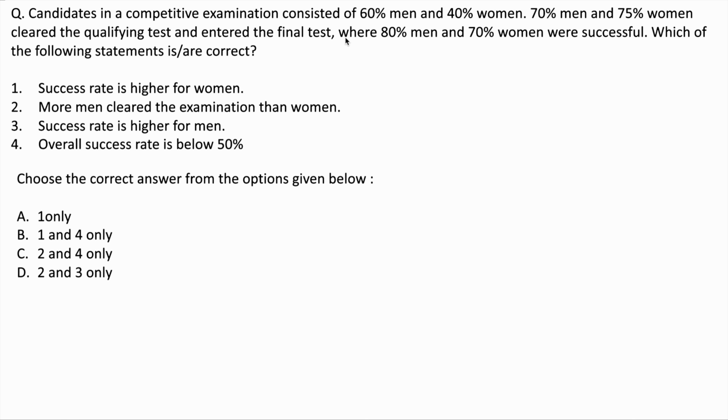Alright, candidates in an examination consisting of 60% men and 40% women. So let there be 100 people in the exam. 60% of 100 are men, so 60 men are there and 40% are women. So the number of women will be 40.